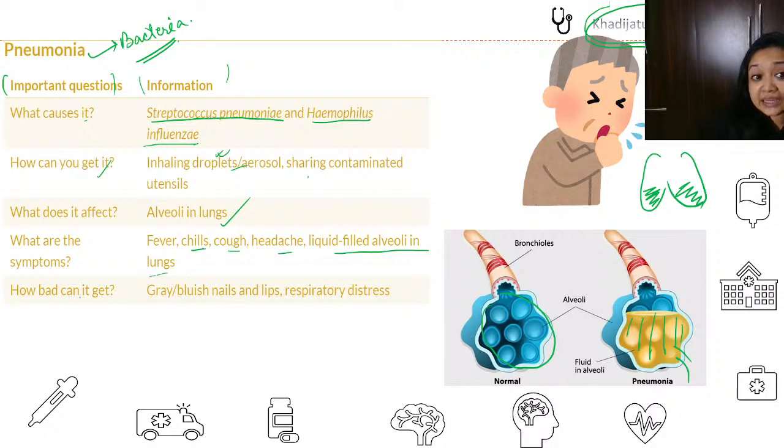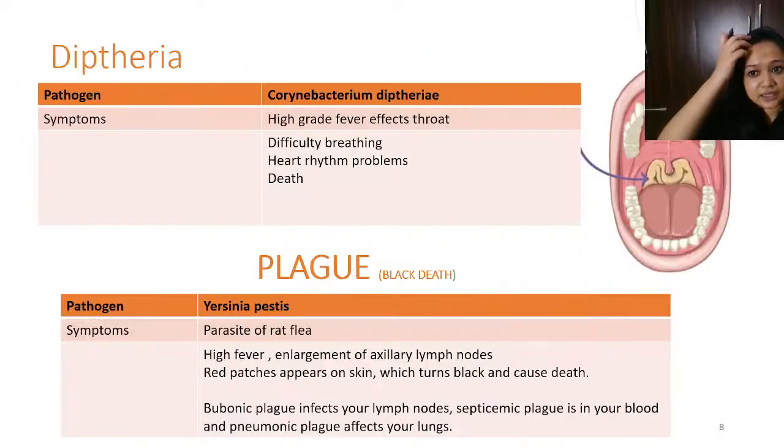And how bad can it get? Well, a person may turn grayish blue. His nails and lips may turn grayish blue, and he might have respiratory distress. He might feel congestion in his chest. He might find it difficult breathing. So, this is pneumonia.